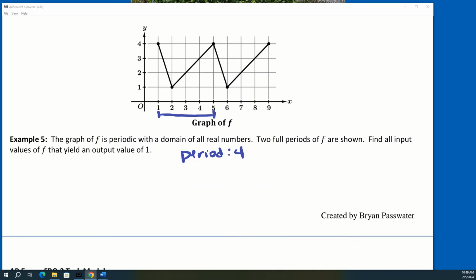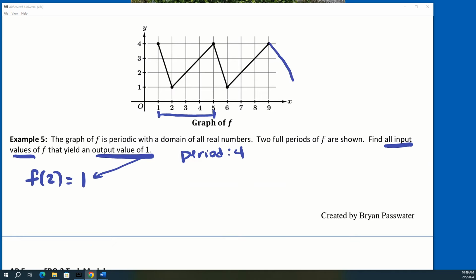So we want to represent all input values that give an output value of 1. Looking at what we have graphed, what is one value we would put in for x and we would get an output of 1? I can see 2 of them, but we just need 1. 2. Now, it's not the only one. 6 also gives you an output of 1.